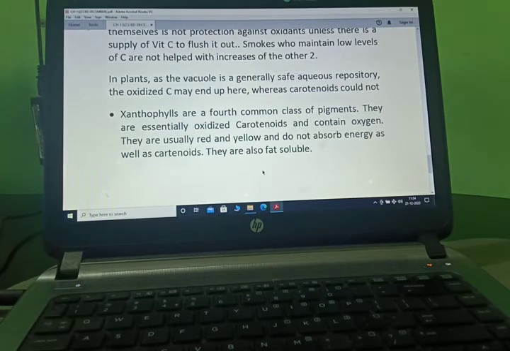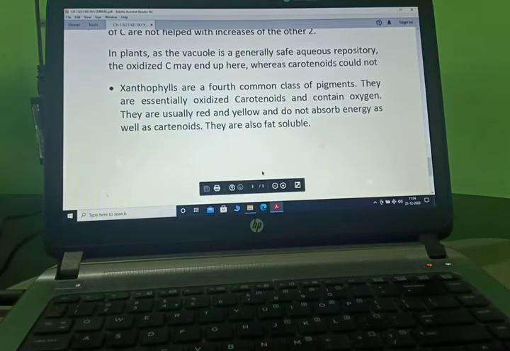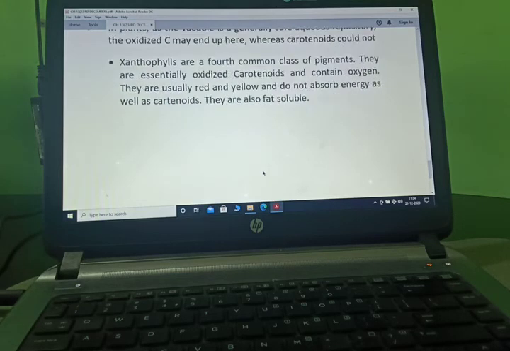Xanthophylls are the fourth common class of pigment. They are essentially oxidized carotenoids and contain oxygen. They are usually red and yellow and do not absorb energy as well as carotenoids. They are fat soluble.